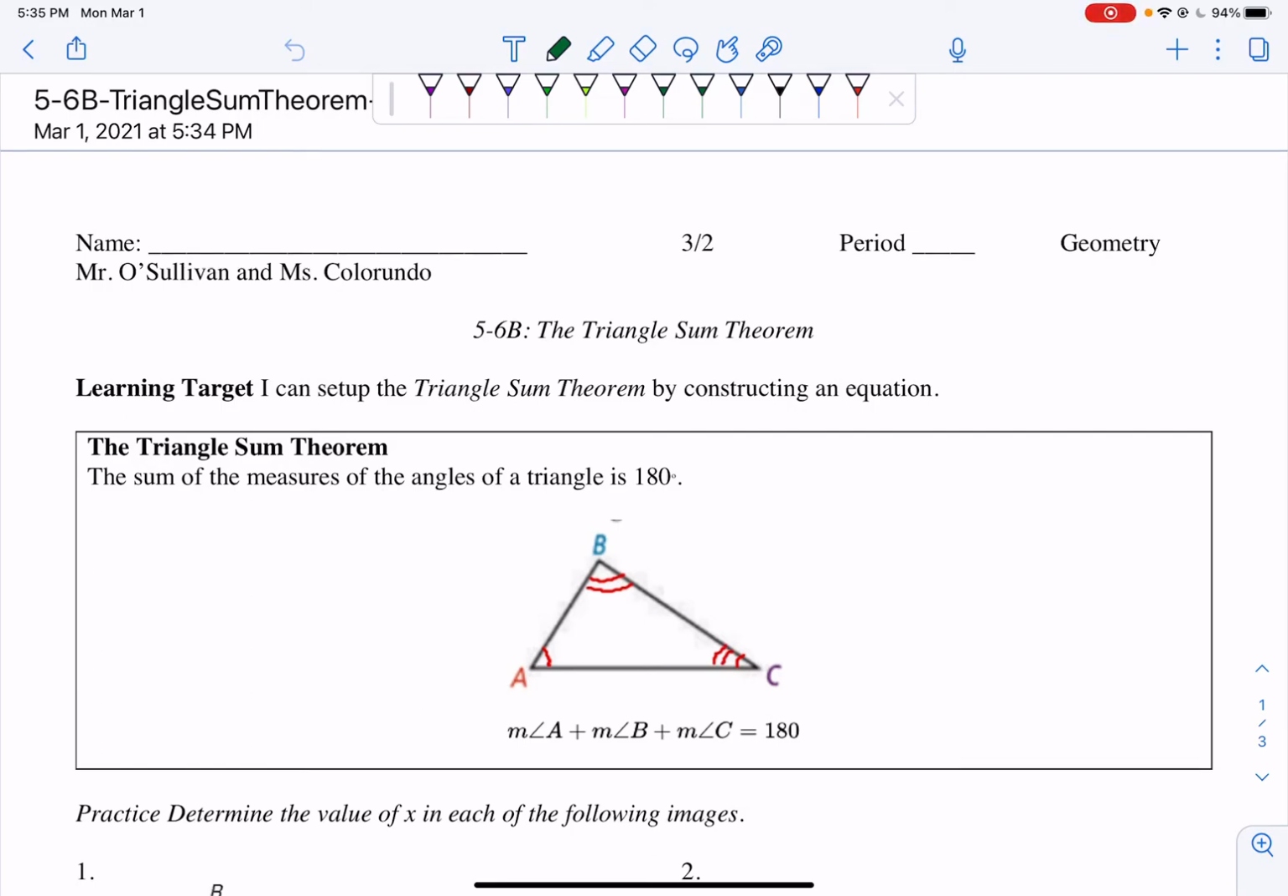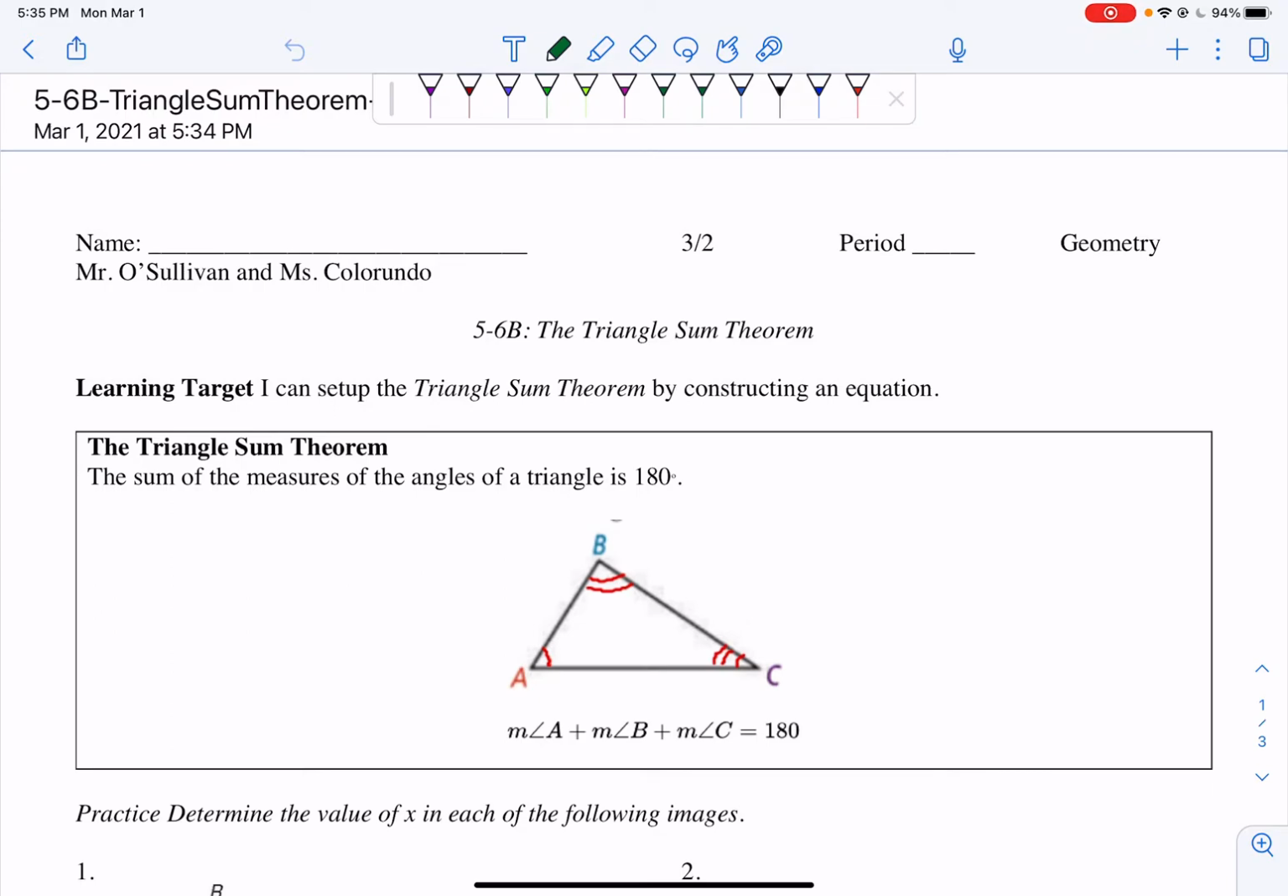Today we're going to look at lesson 5-6b, where we actually apply the triangle sum theorem to find a missing angle measure, or just to find x. So today's learning target is: I can use the triangle sum theorem by constructing an equation and solving that equation. I forgot to put that in there, my apologies.